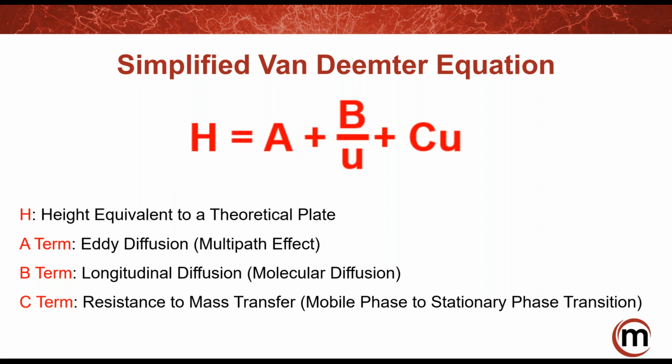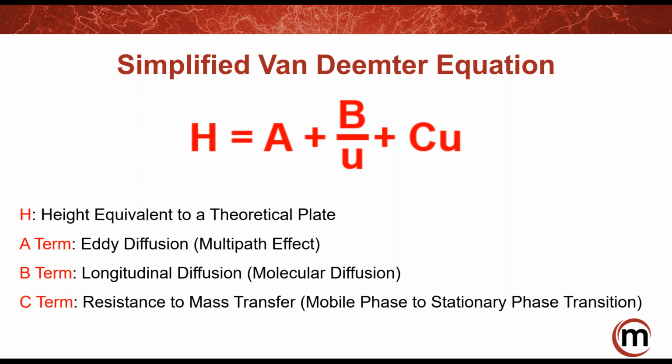The C term is the resistance to mass transfer. That's how the analytes go in and out of the particle. The B term is your longitudinal diffusion or your molecular diffusion. That's how the band stays together in the column. And then the A term is your eddy diffusion or your multipath effect. That's how the band travels in between the particles in the column.